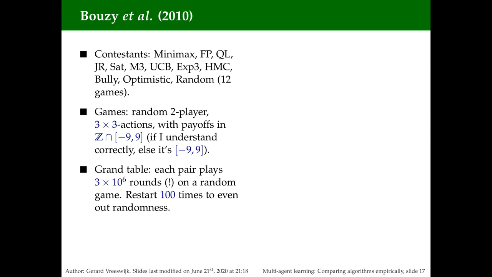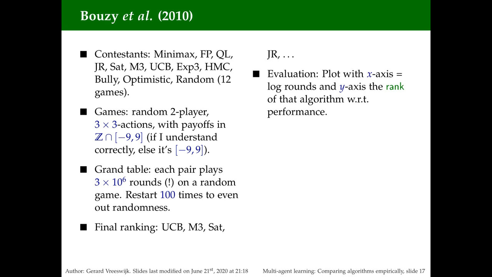Each pair of algorithms plays 3 million rounds on a random game, and each head-to-head encounter was restarted 100 times. And curiously enough, Busoniu et al. ended with a different ranking than Sawatzky et al. They found that UCB performed best, upper confidence bound, as you recalled it.